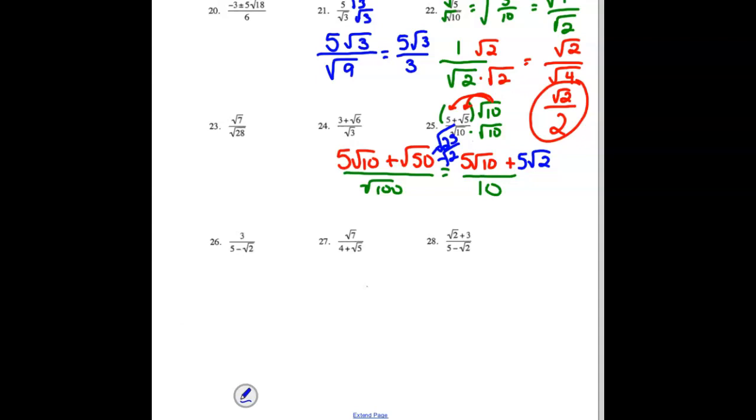Since we can divide a 5 out of all three of those pieces, the red, the blue, and the green, we're going to go ahead and do that. So 5 root 10, if we divide out the 5, becomes just a root 10. 5 root 2, if we divide out the 5, becomes a plain root 2. And 10, if we divide by 5, just becomes 2.